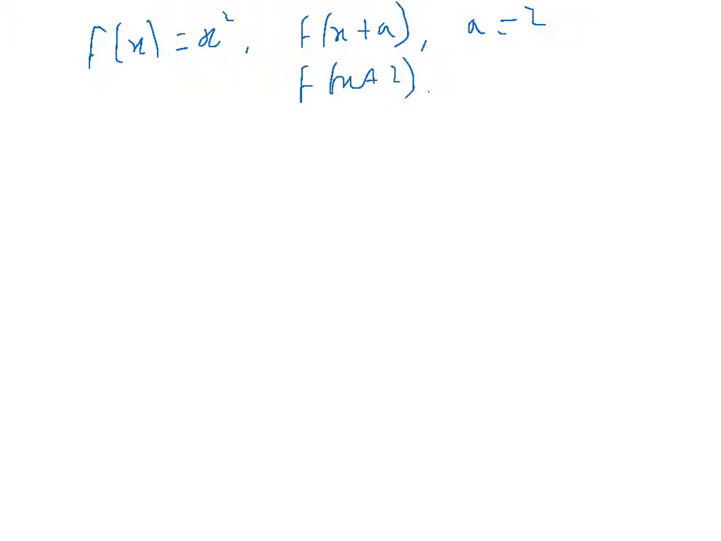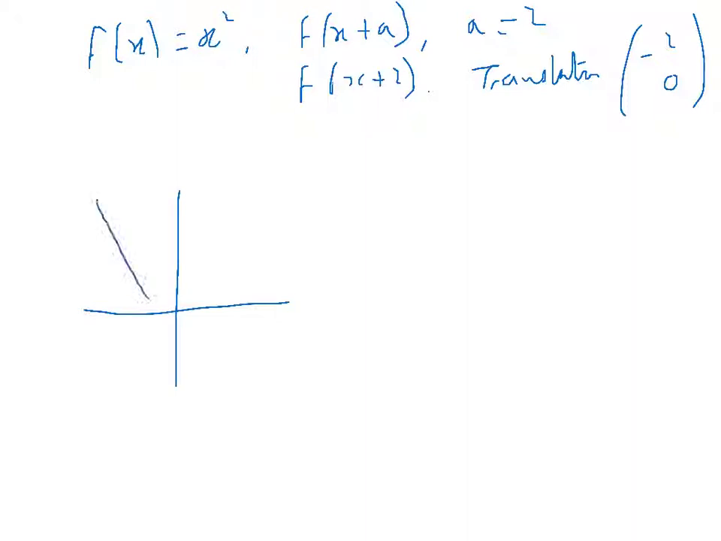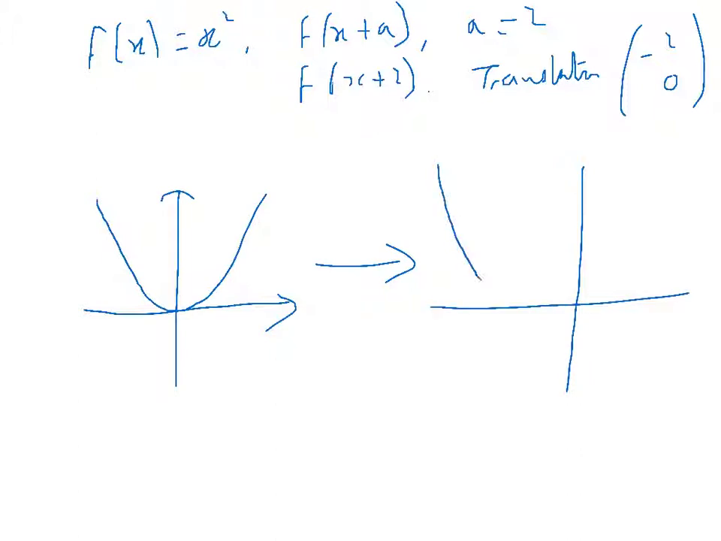If you remember from our rules, which you need to learn, you must know your transformation rules. This is a translation by vector minus 2 in the x direction and 0, so nothing changes in the y direction. So let's draw the original. And after this transformation is made, the graph moves to the left by 2. So all the x coordinates have been moved to the left by 2. This is our new transformation now.